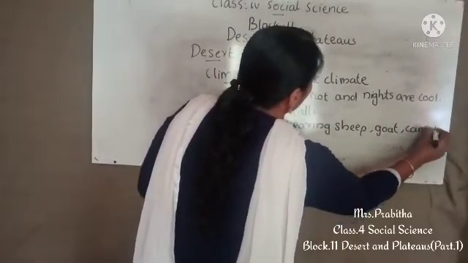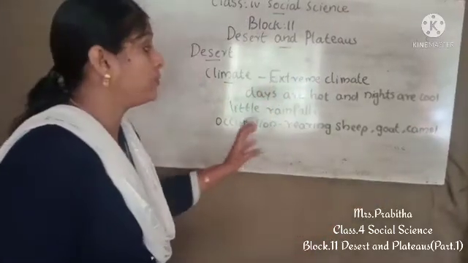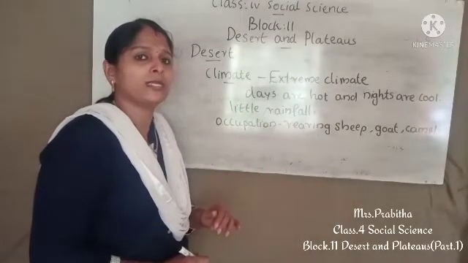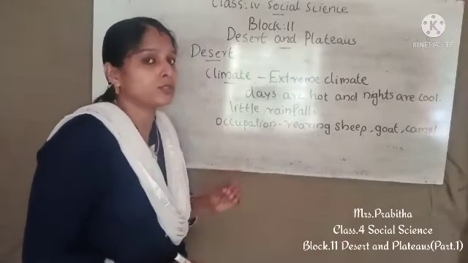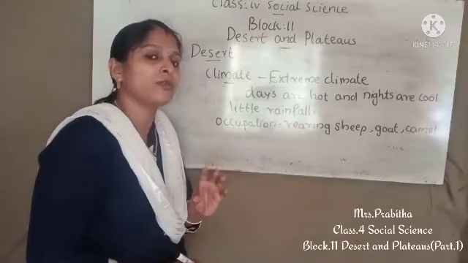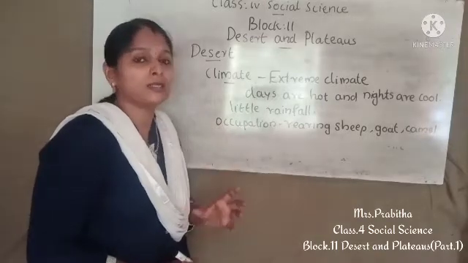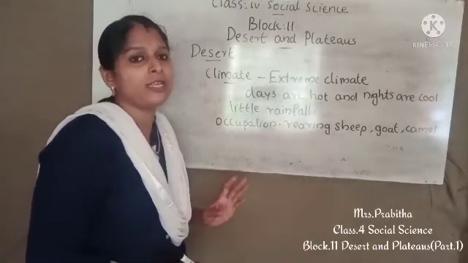Okay, camel, then cattle, etc. Rearing sheep, goat, camel, etc. Then we know some other occupation also there, that is agriculture also they are practicing. So which kind of crops they are growing mainly? Yes, the crops they need only less water to survive. Such type of crops only they are growing.